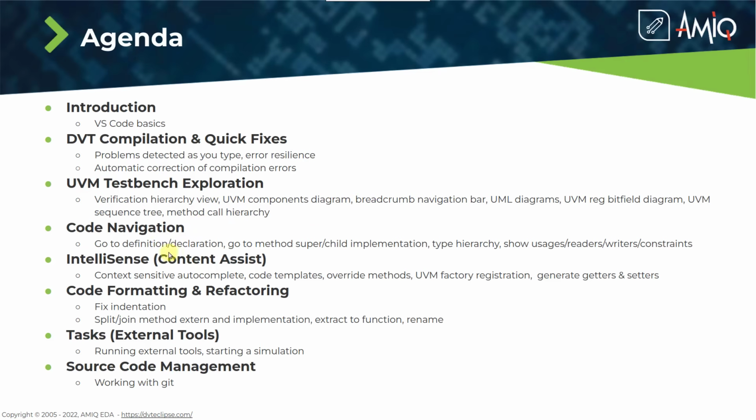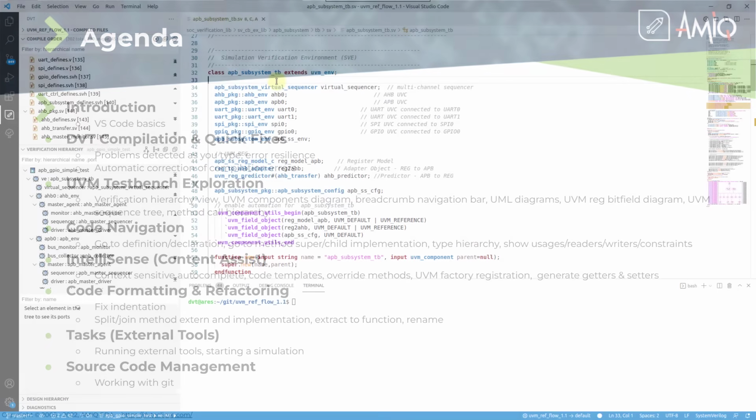Next, we'll cover how context-sensitive autocomplete, code formatting, and refactoring can help you write high-quality code fast. In the end, we'll catch a glimpse of integrating with external tools and source control management. Let's start with a brief overview of the VS Code GUI features.